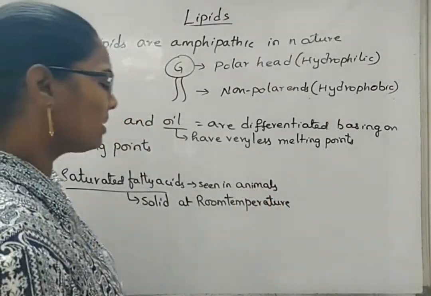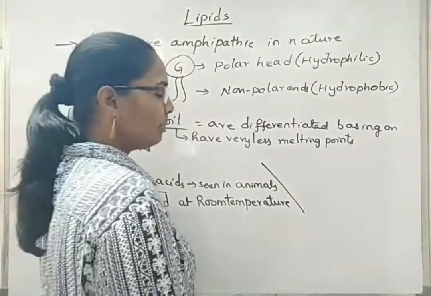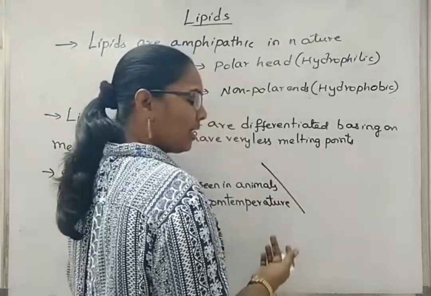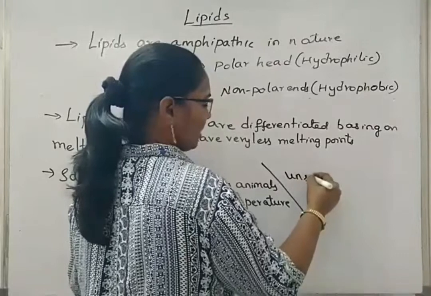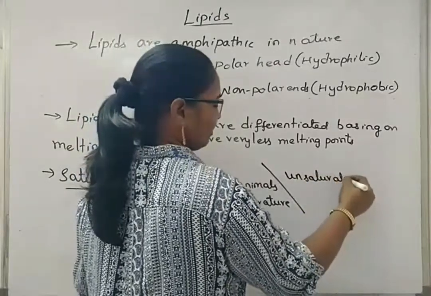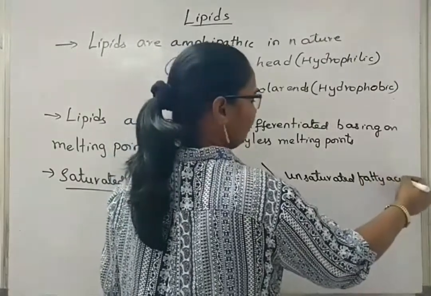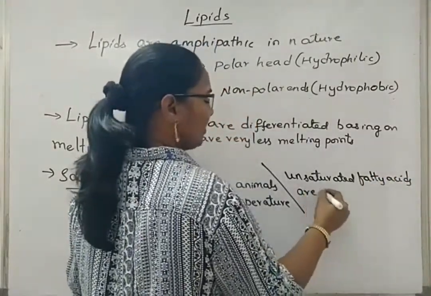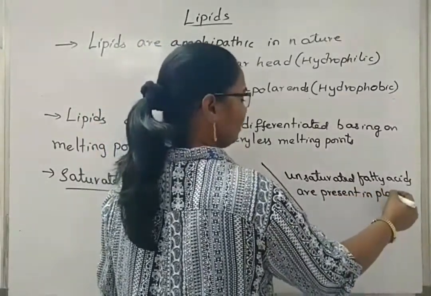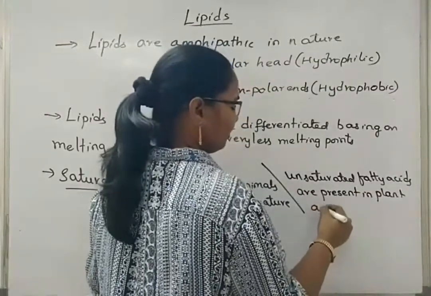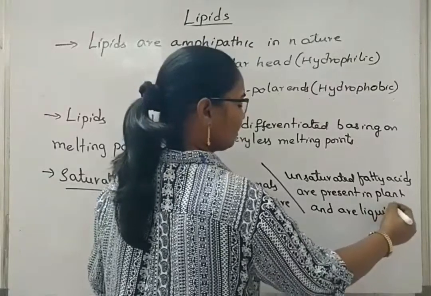Next, coming to unsaturated fatty acids, they are liquid at room temperature and most of them exist in the plant body only. Unsaturated fatty acids are present in plants and they are liquid at room temperature.